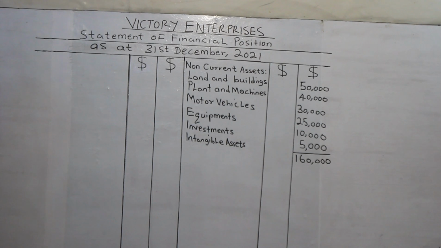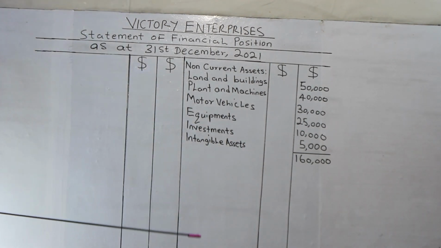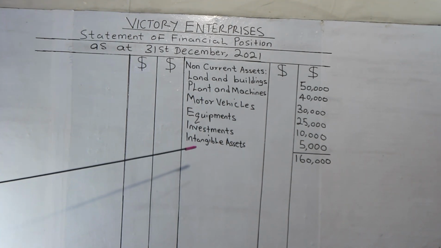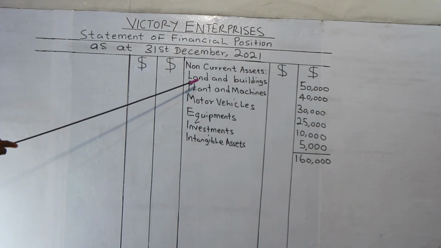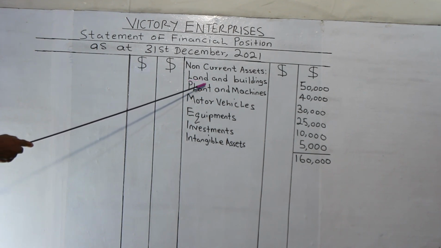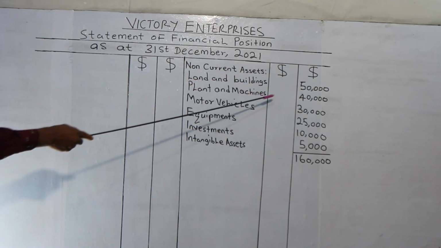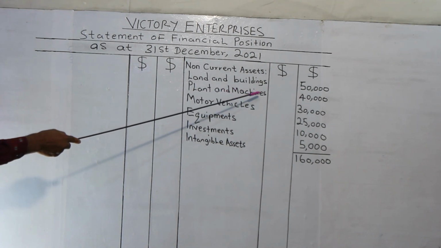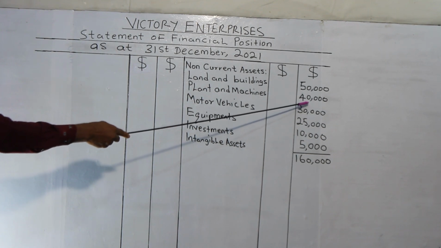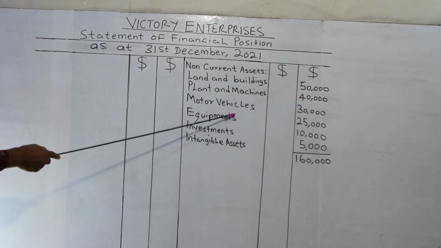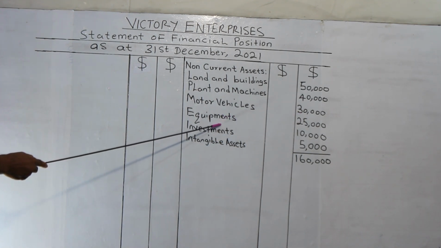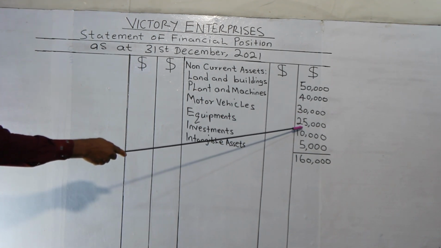You have walked into the organization, looked around, you have collected the source documents, and you have been able to discover that this organization, Victory Enterprises, has land and buildings worth $50,000. Plant and machines worth $40,000. Motor vehicles worth $30,000. Equipment worth $25,000.